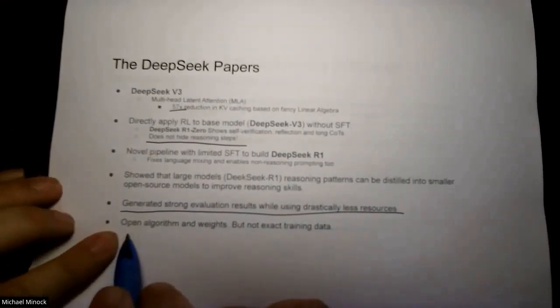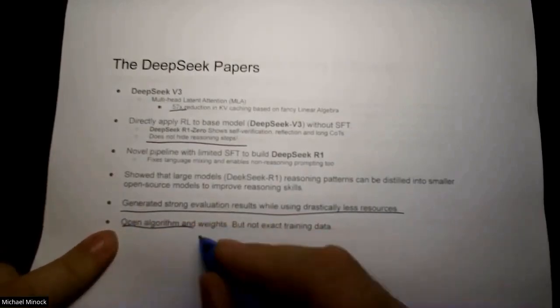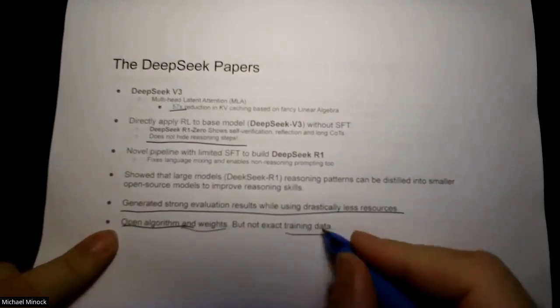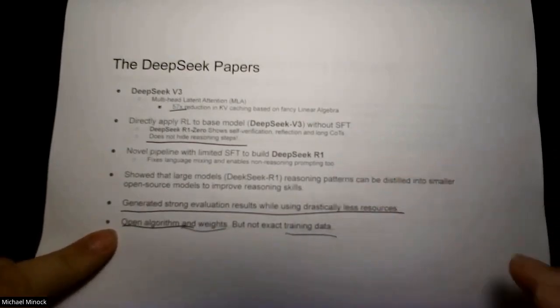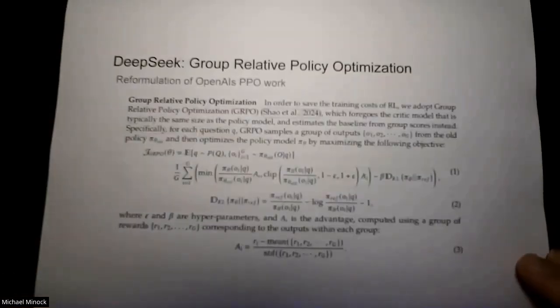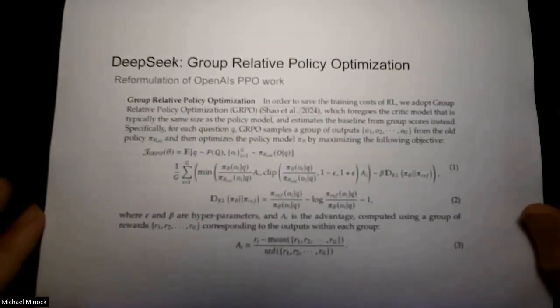Also, another thing to keep in mind is that they are on the open source side of it. They have an open algorithm and the weights, so they share their weights, but they didn't share their exact training data. So they held back something. There's always a catch. I'm not going to be able to say too much about this, but maybe people who want to study it can look into it.